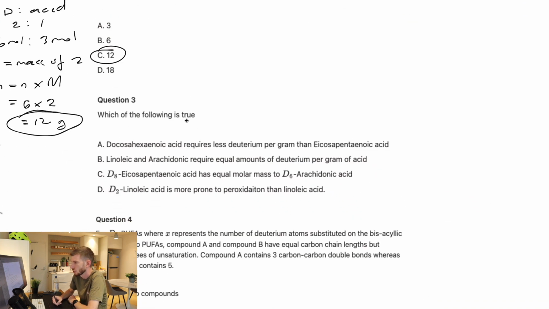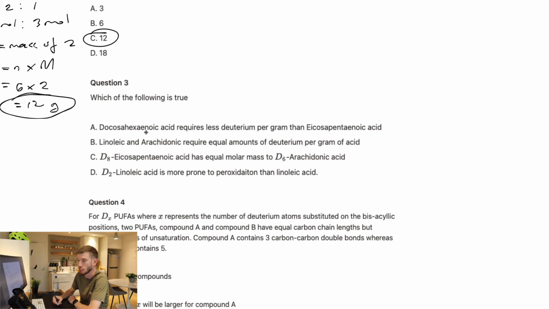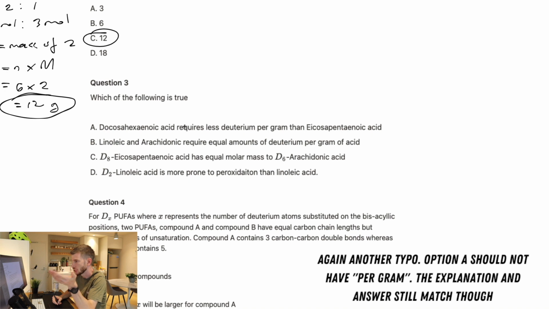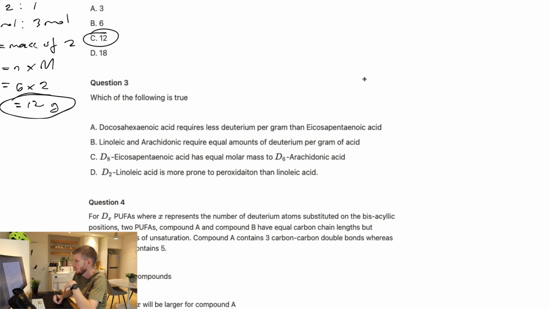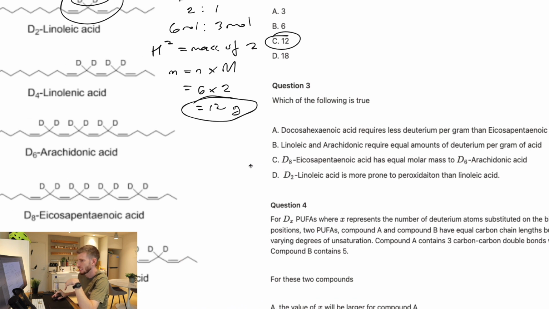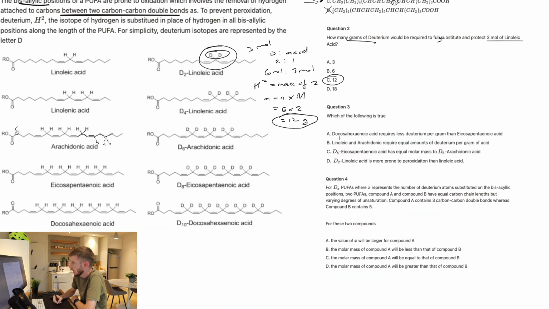Which of the following is true? So we've got a bunch of different statements. Here I would use the test and check method, and we'll just go through each of them and check their truthfulness. So, docosahexaenoic acid, they're going to be tongue twisters, requires less deuterium per gram than icosapentaenoic acid. So we're going to go and find those first and see what is going on with them.